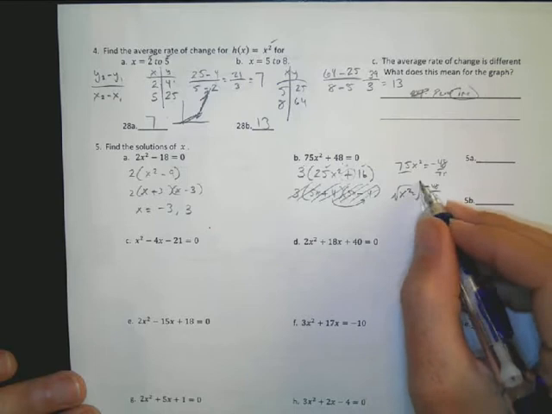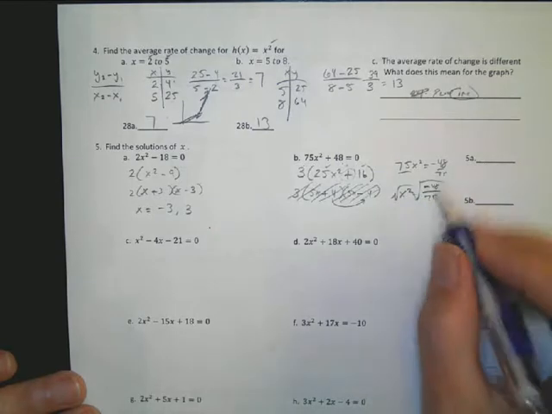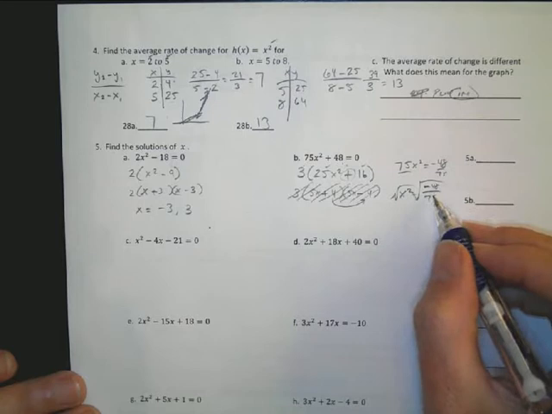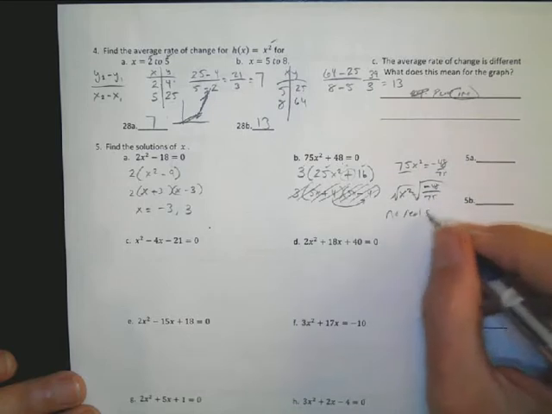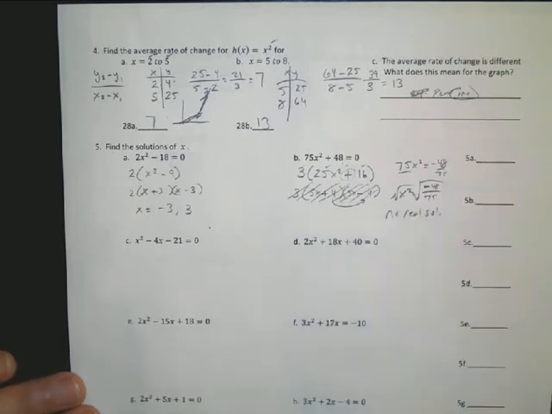Square root of both sides, but you can already tell there's a problem because I'm taking the square root of a negative number, which means there are going to be no real solutions for letter choice B.